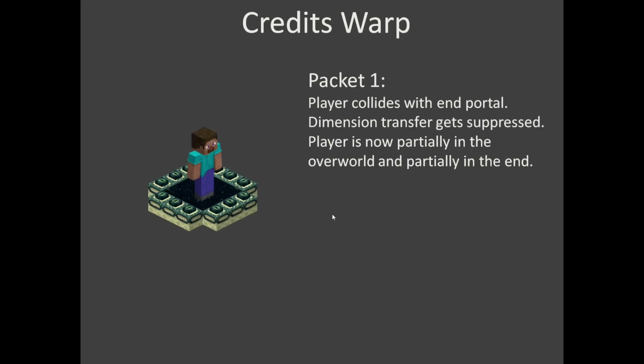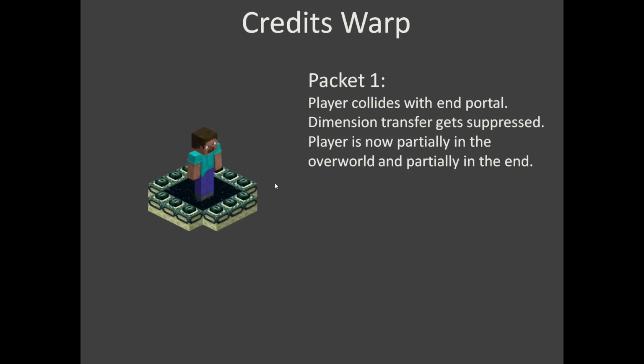You need to update suppress the Obsidian platform. If you do that, what happens is with the first movement packet you collide with the end portal, you get sent into the end, the Obsidian platform gets update suppressed, and when you are partially in the overworld and partially in the end, this is the state in which you can go into the ghost dimension.